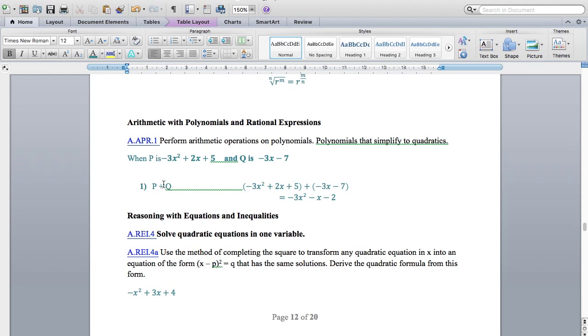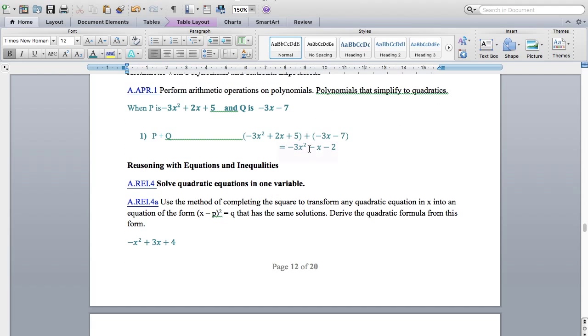So here is P plus Q. So we have to use the P, which is negative 3x squared plus 2x plus 5, plus Q, which is negative 3x minus 7. And here's the results, which is a quadratic function.